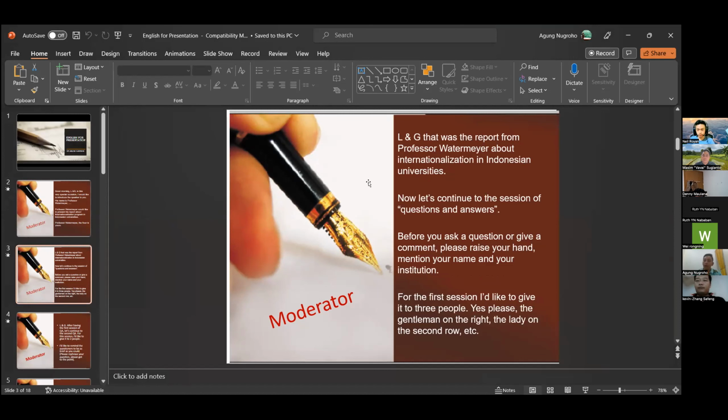Ladies and gentlemen, that was the report from Professor Watimaya about internationalization in Indonesian University. Now, let's continue to the session of questions and answers. Before you ask a question or give a comment, please raise your hand, mention your name and your institution. For the first session, I'd like to give it to 3 people.